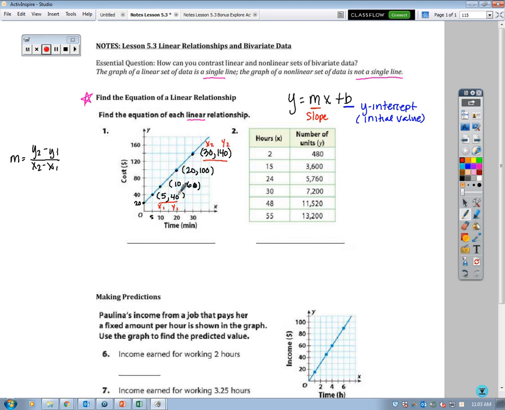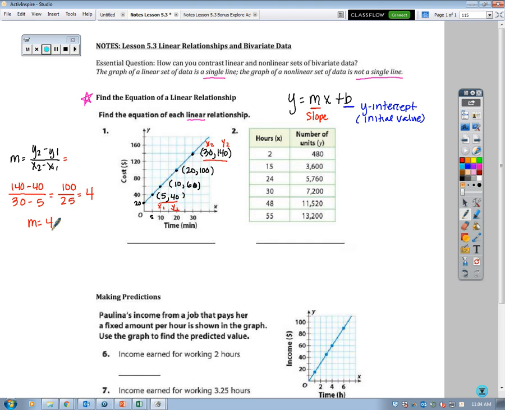So y2 minus y1 is 140. You know what, I'm going to write that down below where I've got a little more room. So 140 minus 40, right? y2 minus y1 over x2 minus x1, which is 30 minus 5. And so that leaves me with 100 over 25. And I can simplify that, reduce that down to just 4, right? Because 100 divided by 25 is 4. So m equals 4.